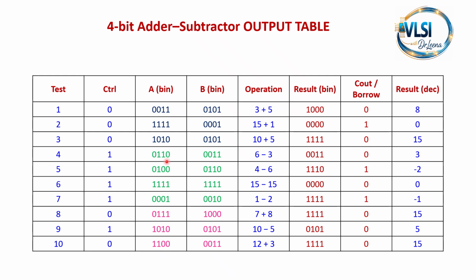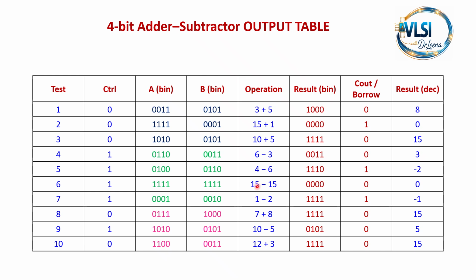Similarly, we have done it for subtraction. Let us look at here. For subtraction, the control is given 1 and the values are given and the operation is performed. And here we have given for both addition and subtraction test cases. So this is the output table of our test bench for adder, subtractor.